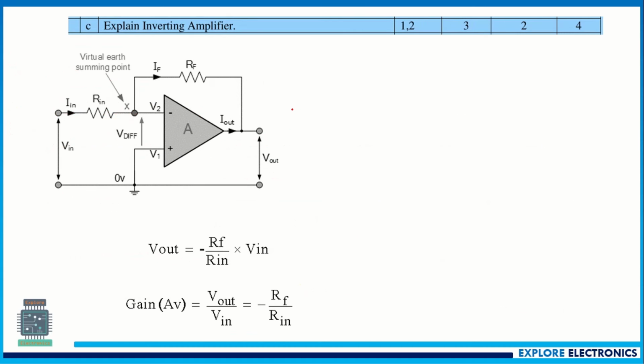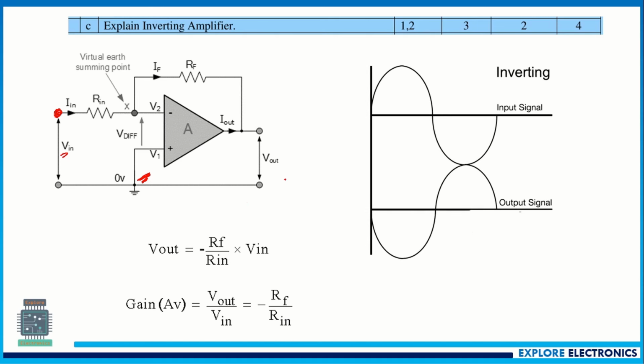Explain inverting amplifier. So this is the op-amp inverting amplifier they have asked. So here we need to apply the voltage Vin. This non-inverting terminal is grounded, and we need to derive the expression for this. Otherwise, if they ask only for 3 to 4 marks, no need to derive the expression. Just explain that we are applying the voltage at the inverting terminal. So this is the input signal we are going to apply.